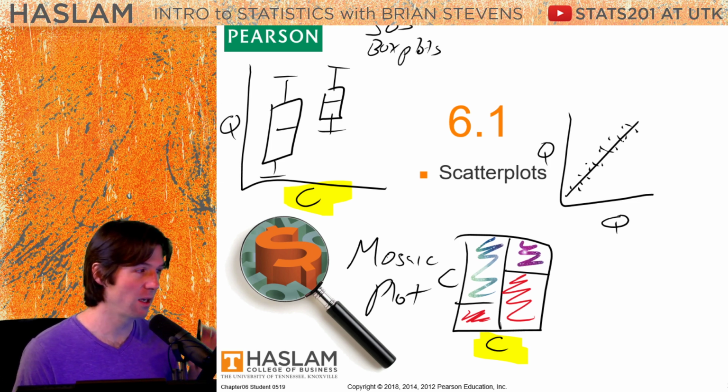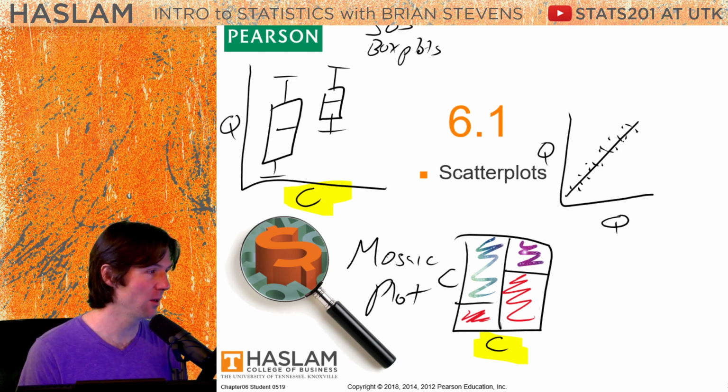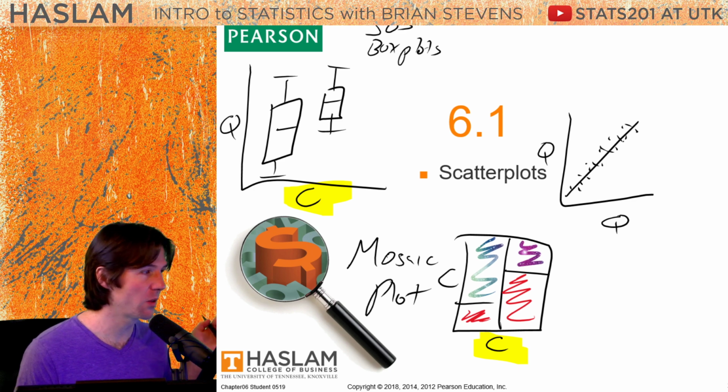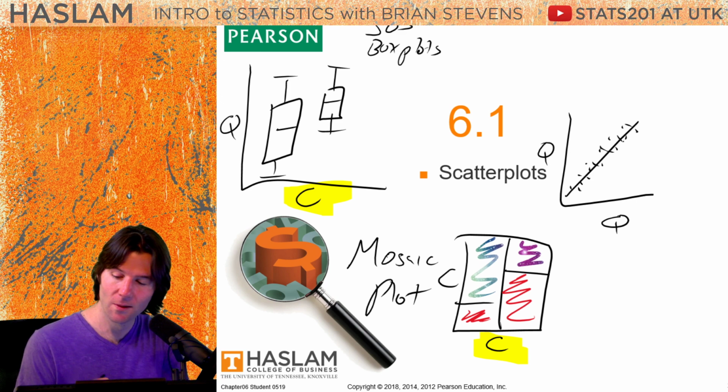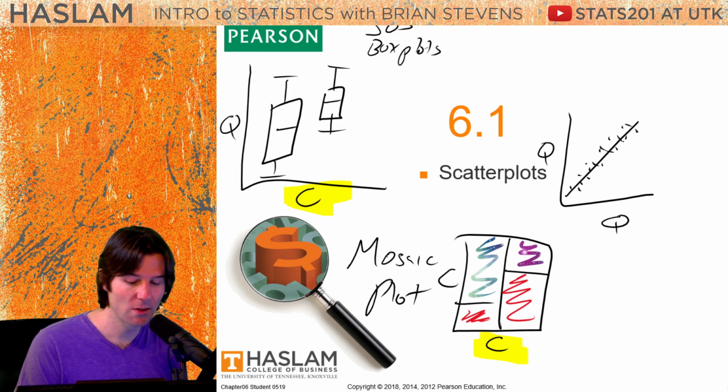And truthfully, these are all your major bivariate displays. Make sure to have a note right here. These are the 3 key bivariate displays. There is one I didn't put on here. There's a secret one.